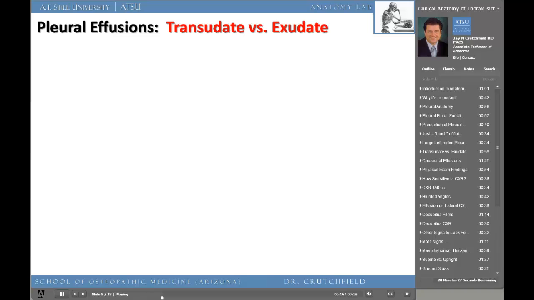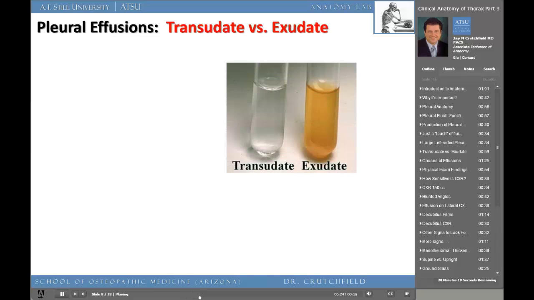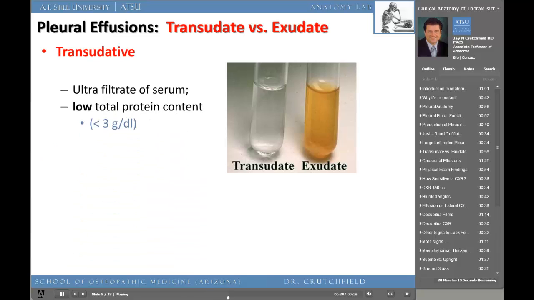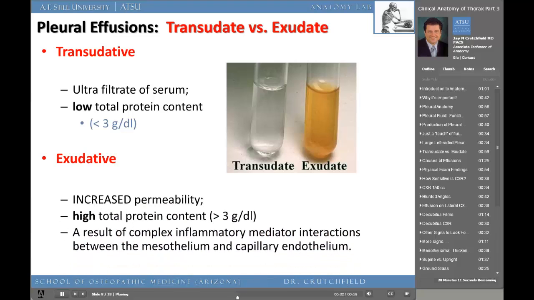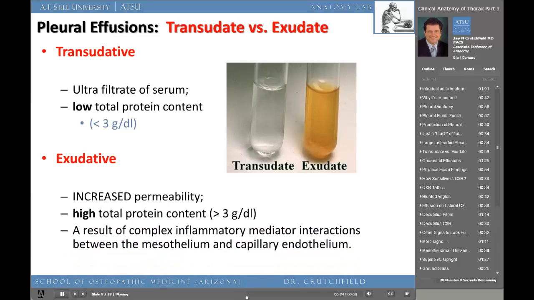Protein count is the most important determinant of whether it's a transudative or an exudative pleural effusion. A transudate is basically an ultrafiltrate of serum. It has a low protein content, less than 3 grams per deciliter. Got to memorize this number, 3 grams per deciliter.